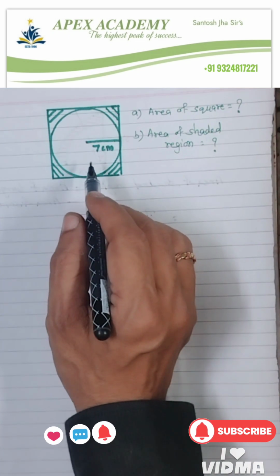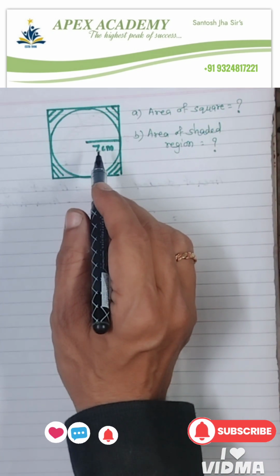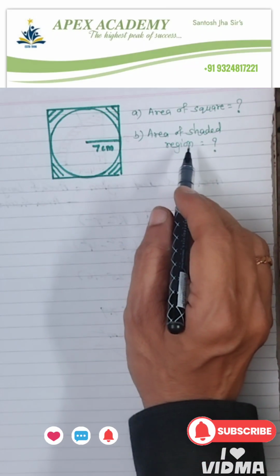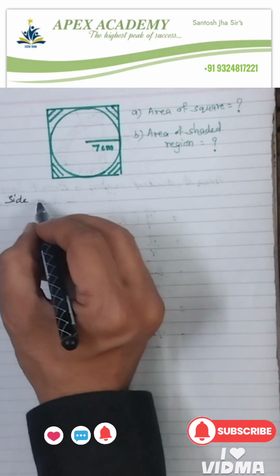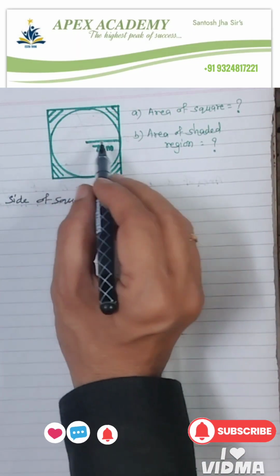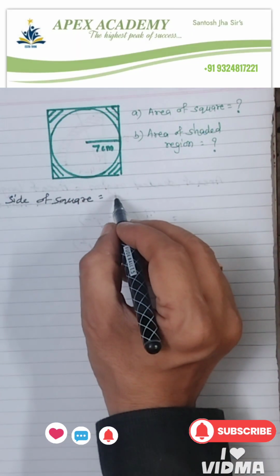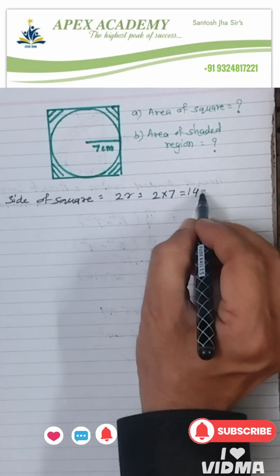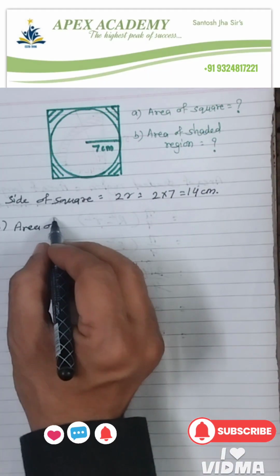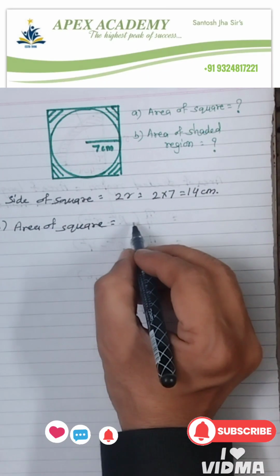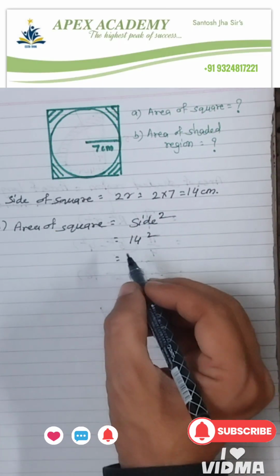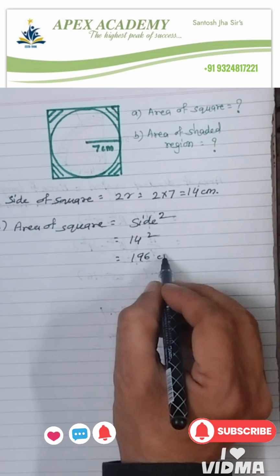In the given shape, a circle is enclosed in a square and we have to find out the area of the square as well as the area of the shaded region. First we'll find the side of the square. Side of square is equivalent to the diameter of the circle, that is 2r, so that is 2 into 7, that is 14 centimeter. So area of square is side square, and side is given as 14 and the square of 14 is 196.